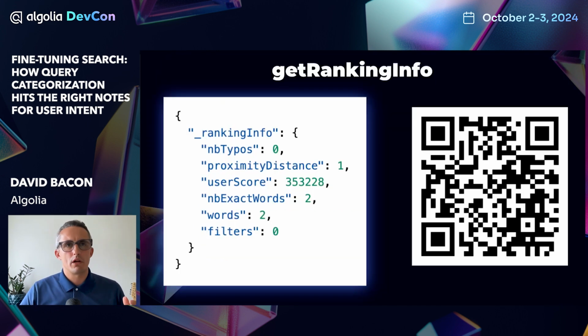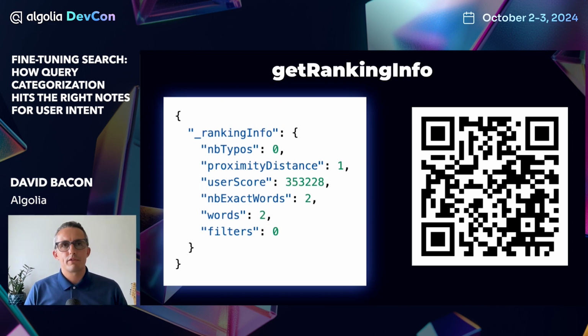If we now look closer at the getRankingInfo for this result, by the way, if you're not aware of getRankingInfo, it's an extra field that you can get in the response if you switch it on. On the screen now, you can see a QR code for the link to the documentation. It will take you straight there and show you how to do it.